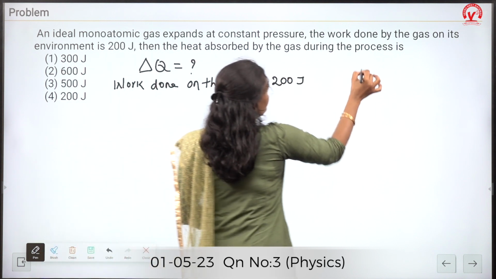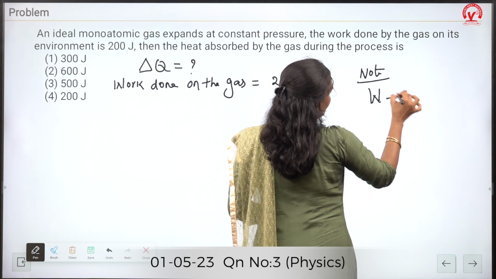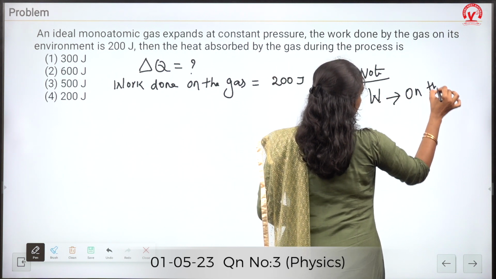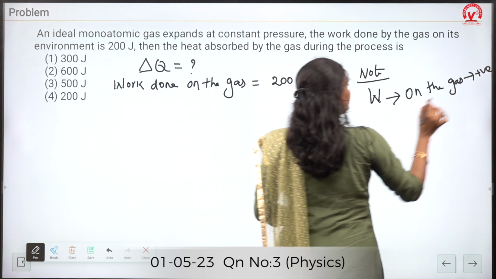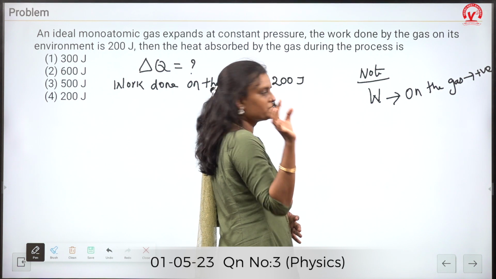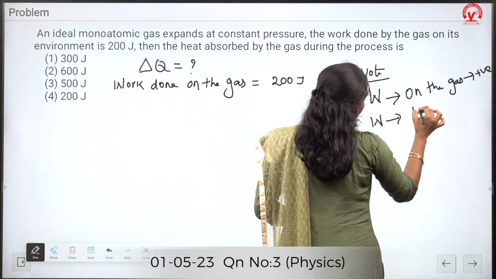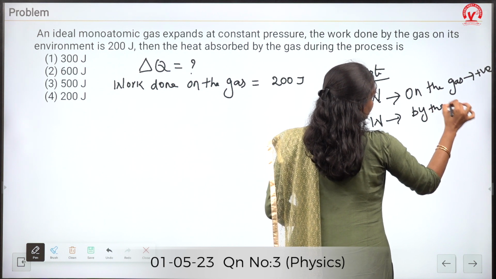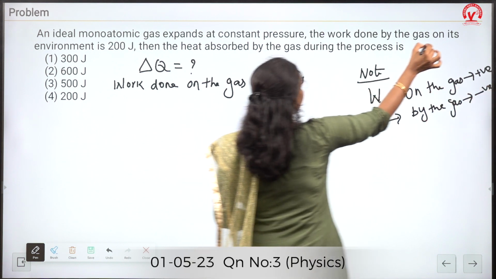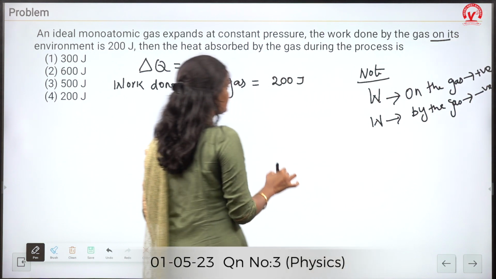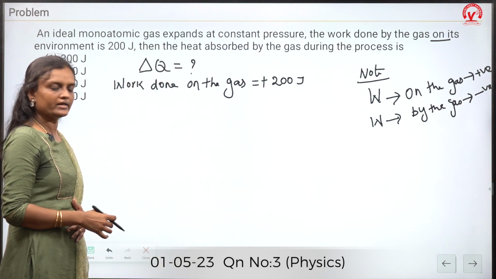Note that work done on the gas means a positive value. The sign you must denote as positive, and work done by the gas, the sign you must denote as negative. Here they gave it as on the gas, so it is positive, plus 200 joule.